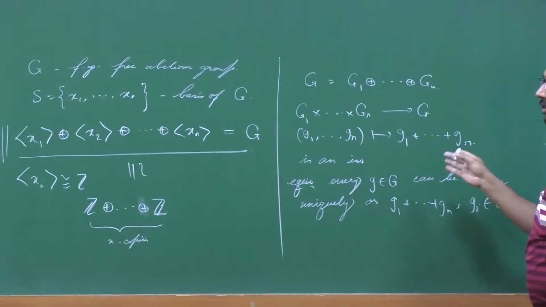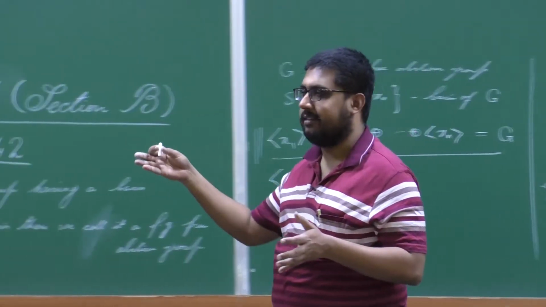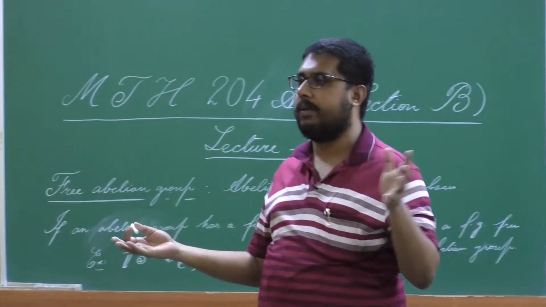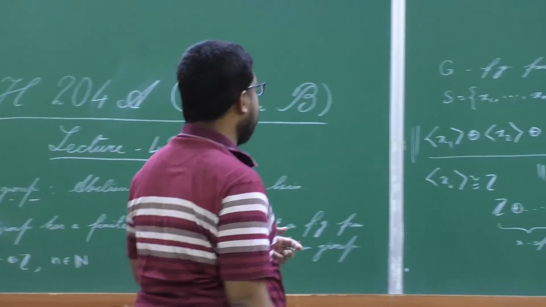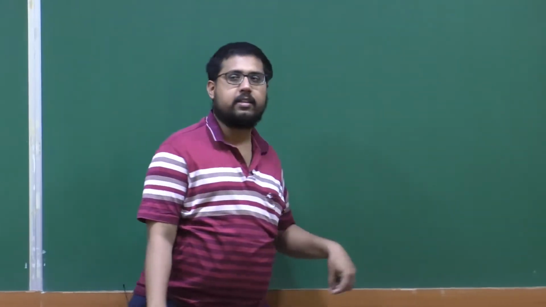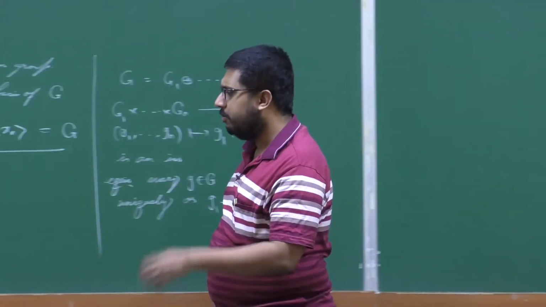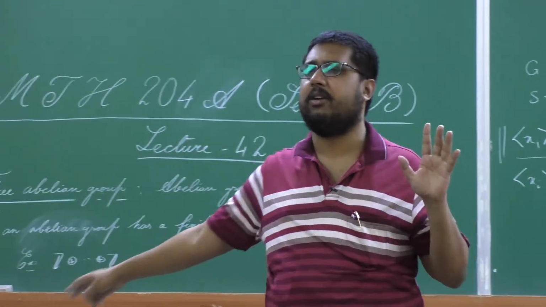Now let us come to the main thing that I have been talking about for some time. In a single sentence, what I want to prove is that two bases will have the same cardinality, and in order to make the situation simple, and that will be enough for our purpose, we will work with finitely generated abelian groups only.